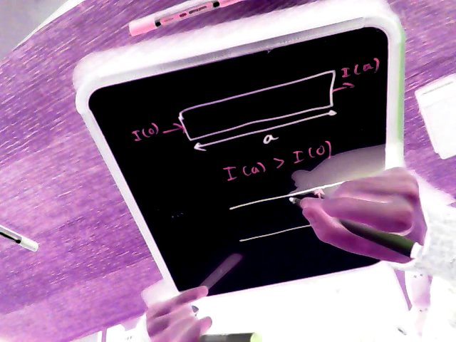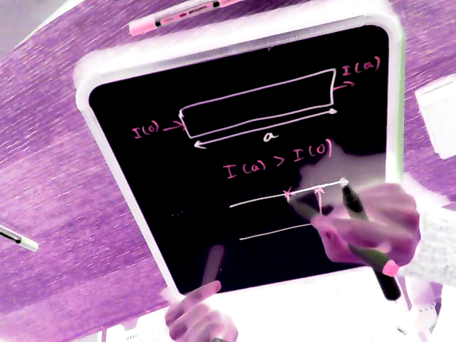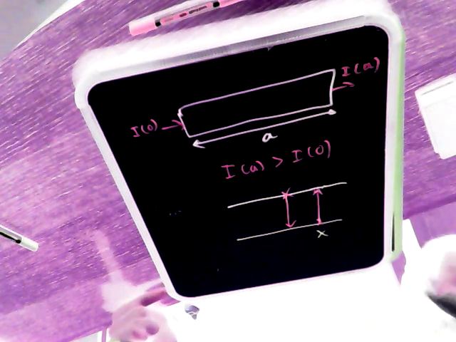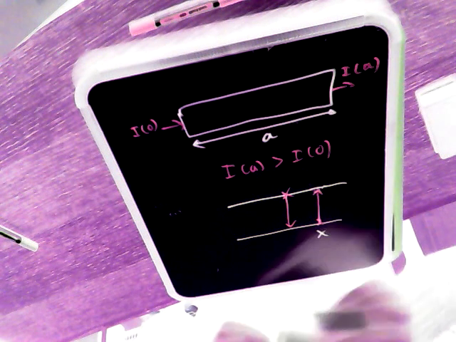We then have stimulated emission. Now this puts a photon, an identical photon, into our light beam. So this is a good process. It increases our intensity.